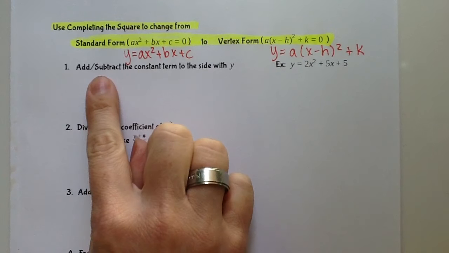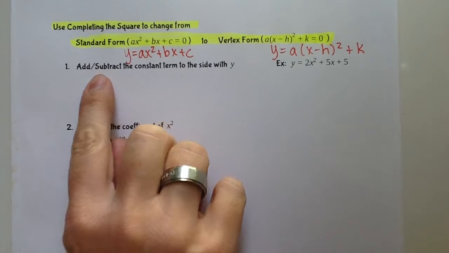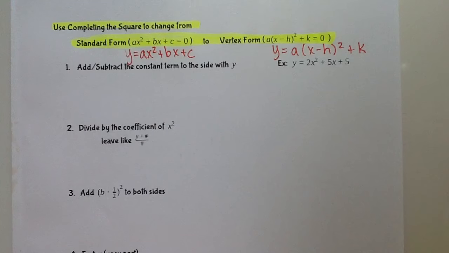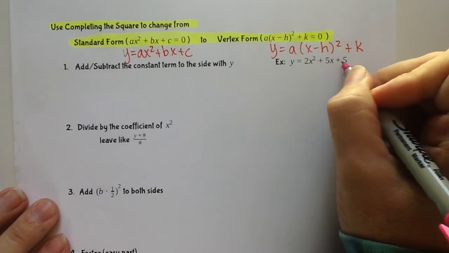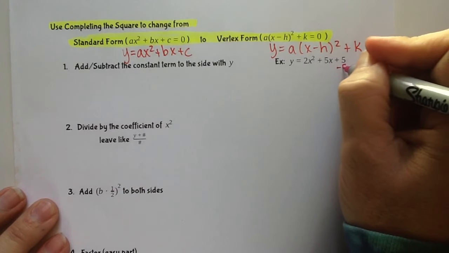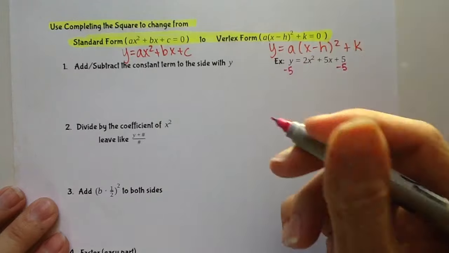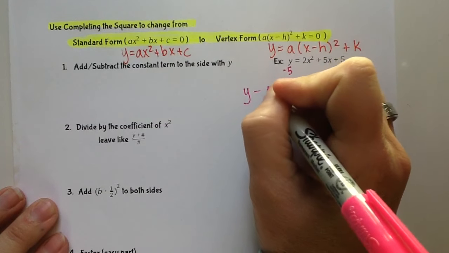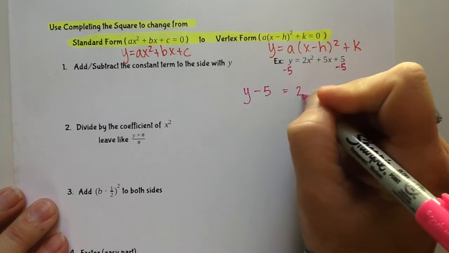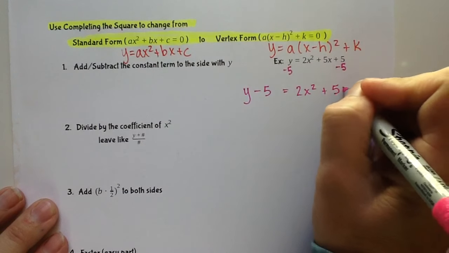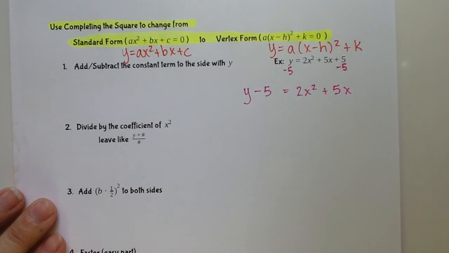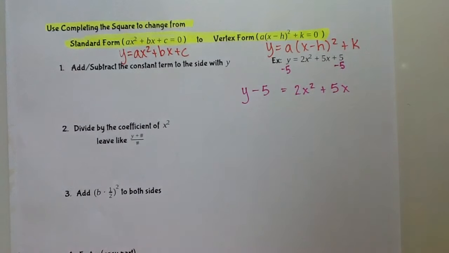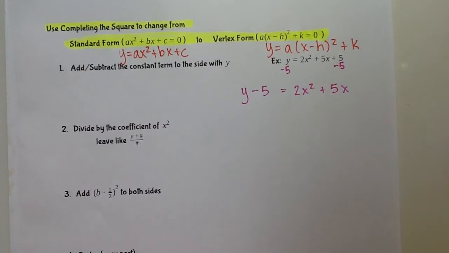So the way that we're going to start is we are going to add or subtract the constant term to the side with the y. So here's my constant term, it's 5. I'm going to subtract it so that it's over onto the other side, and now it says y minus 5 equals 2x squared plus 5x. So I'm going to get the terms with the x's all together on one side and the rest of it on the left side.